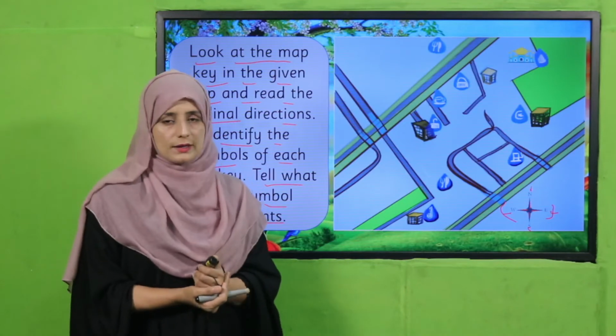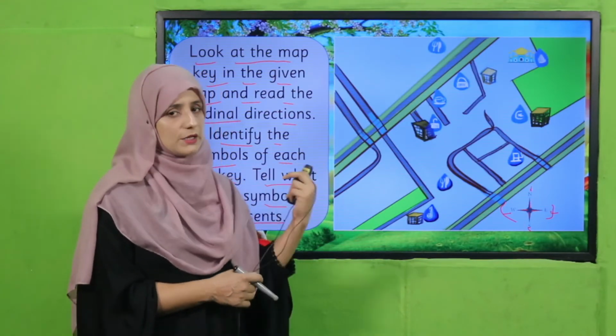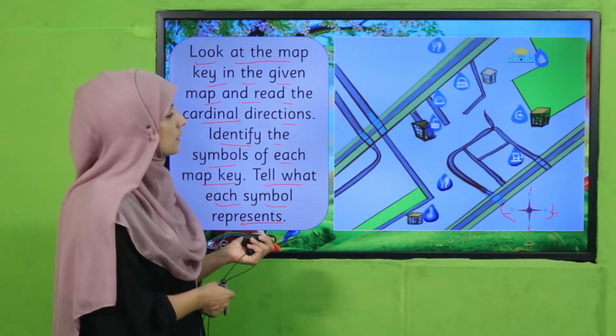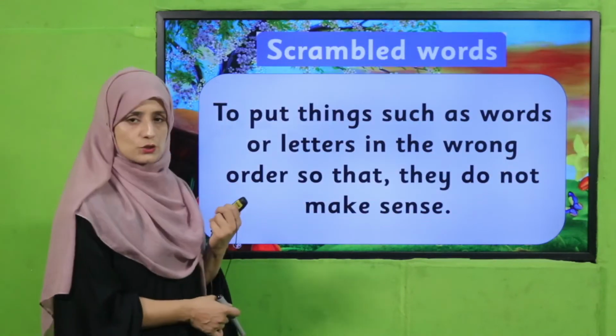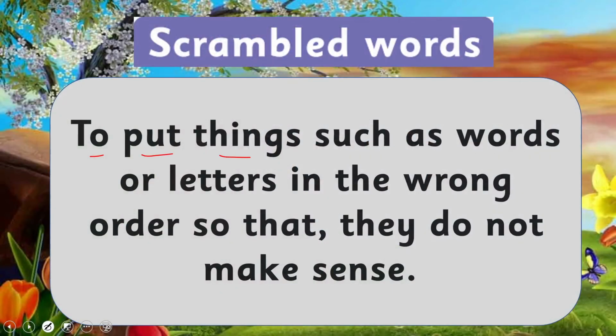Excellent job. Good. And I hope you can read and you can find a place by using map keys and cardinal directions. Good job. So let's see next, what are scrambled words? Scrambled words: to put things such as words or letters in the wrong order so that they do not make sense. So yes, my dear students, what are scrambled words?